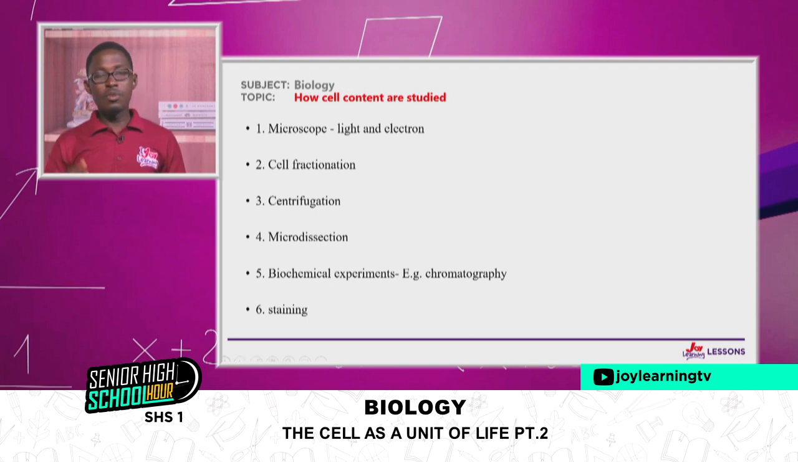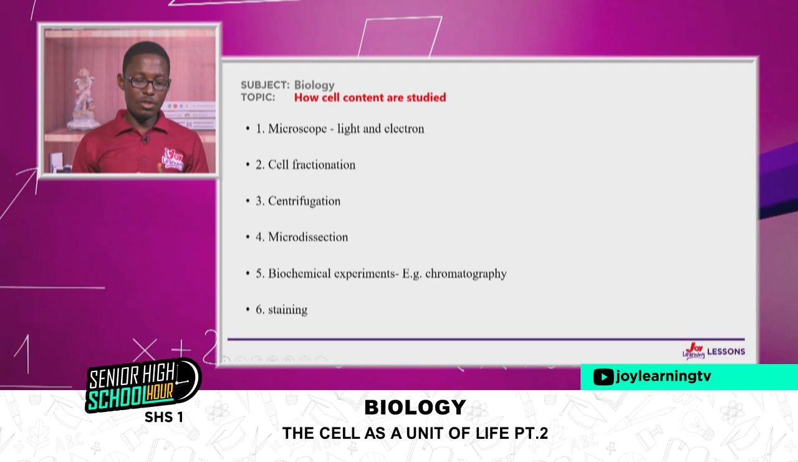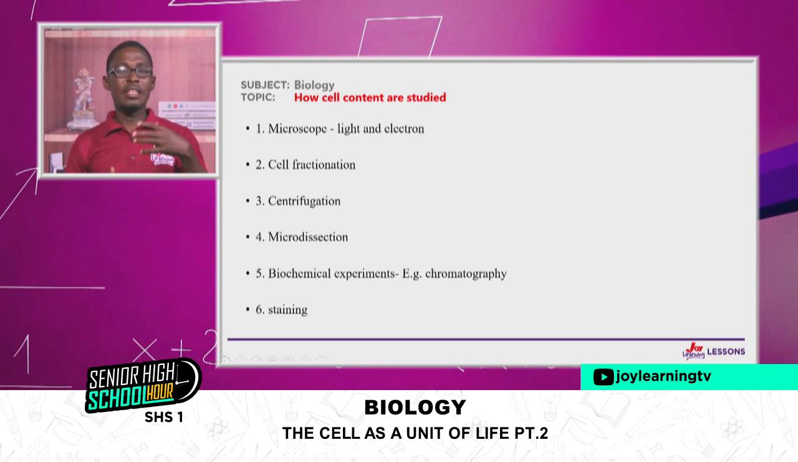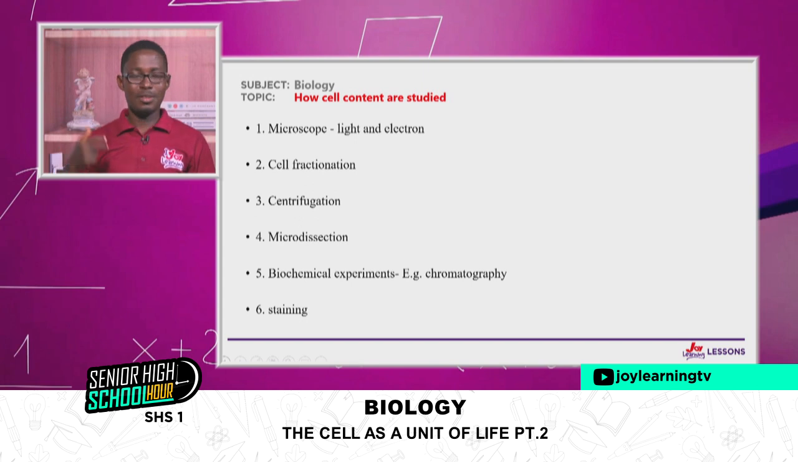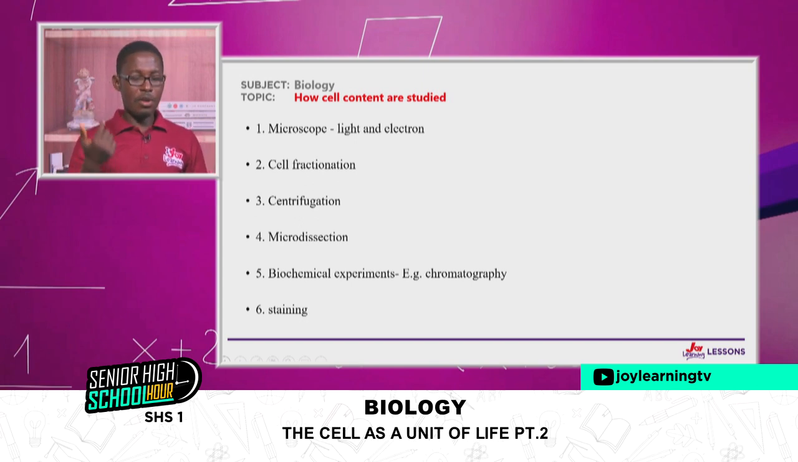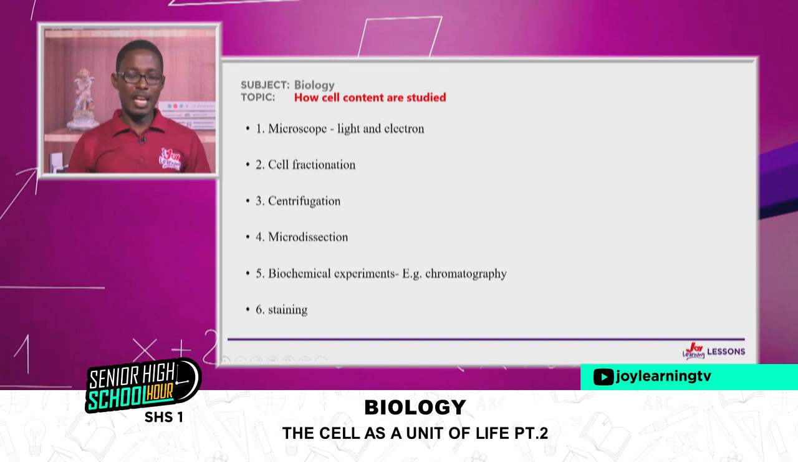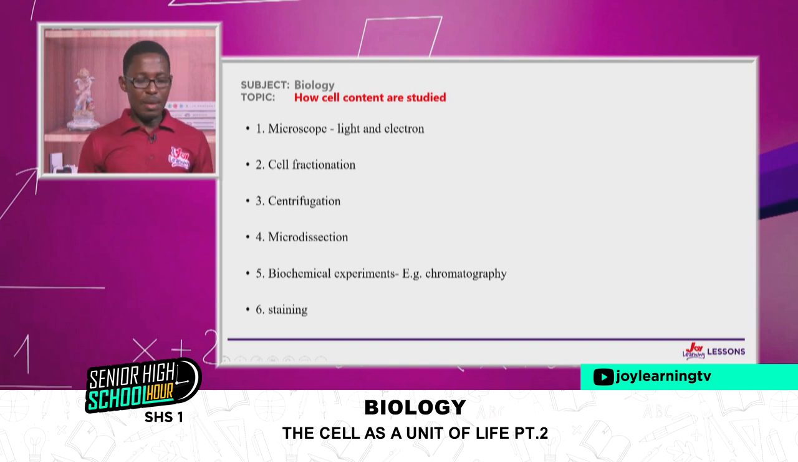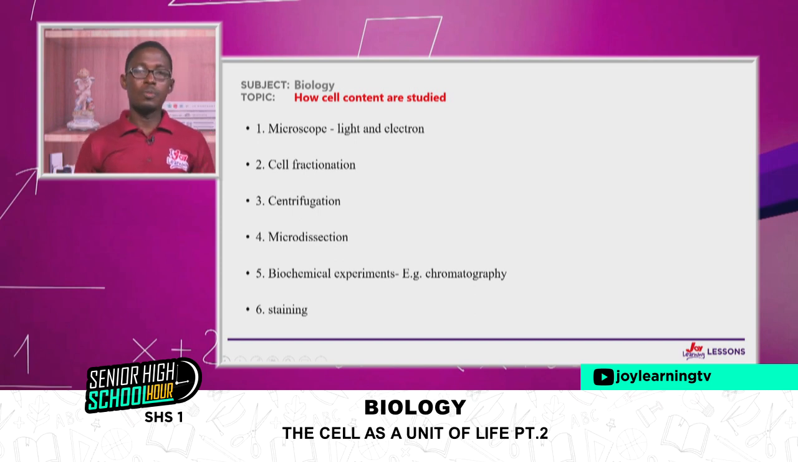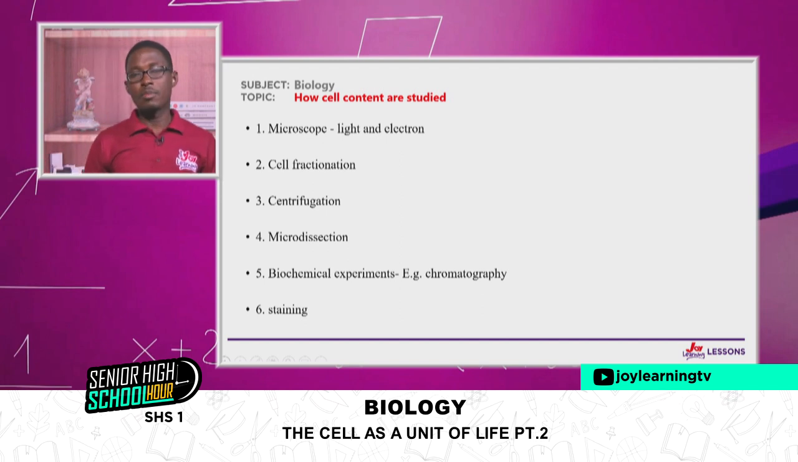So after giving you what you just saw, we'll come back to more pictures of this. The question was, how were they able to study the nucleus, the mitochondria, the vacuole, all these things that you saw? There are about six methods they've used so far. First is just using the light microscope or the electron microscope.